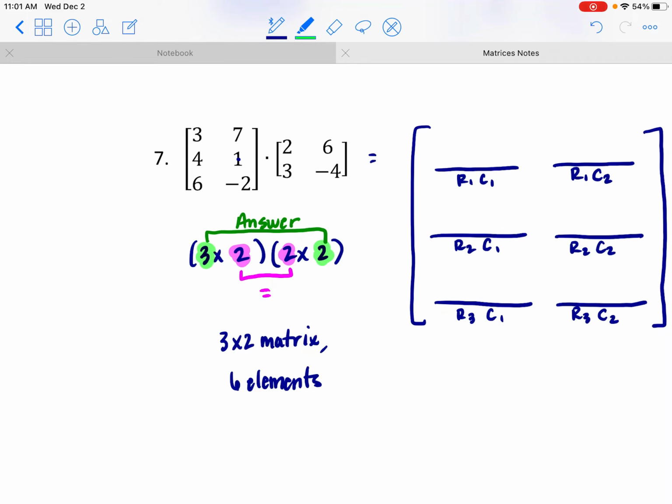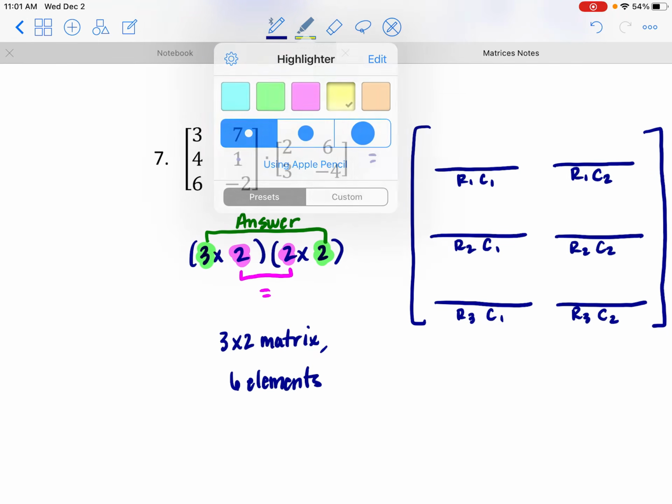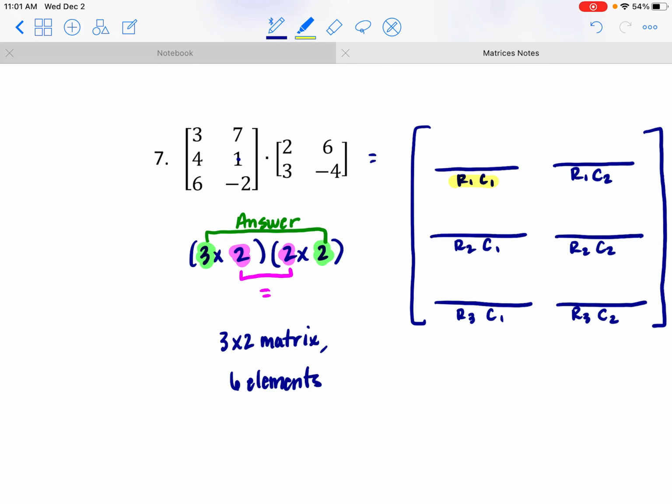So to get, let's go with yellow here. Row 1, column 1, I'm going to use row 1, column 1. So row 1, column 1 is going to require multiplying 3 and 2 and 7 and 3. So it's 3 times 2 plus 7 times 3. And now I'm going to go with row 1, column 2. That's 3 times 6 and 7 times negative 4.